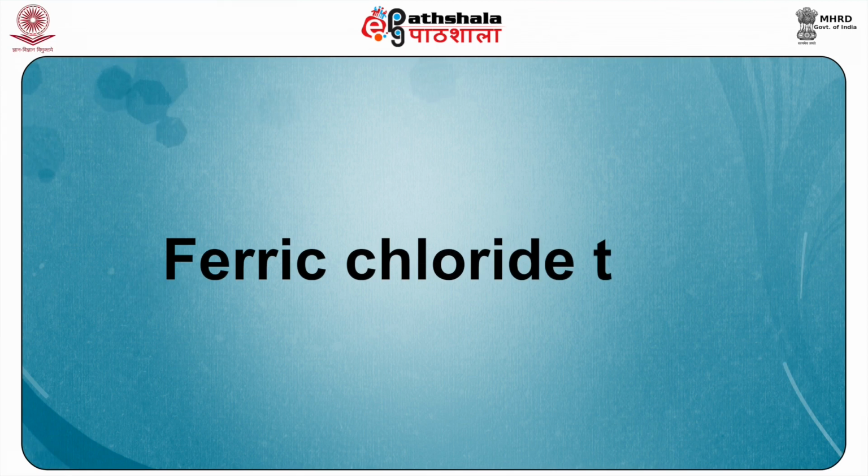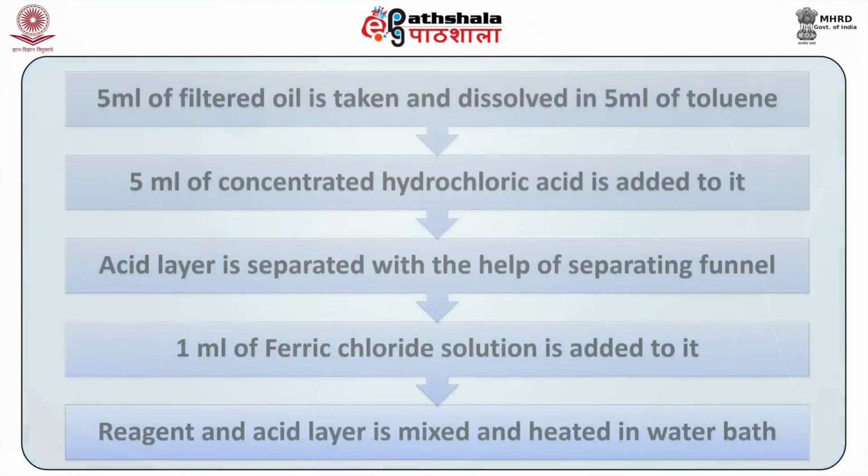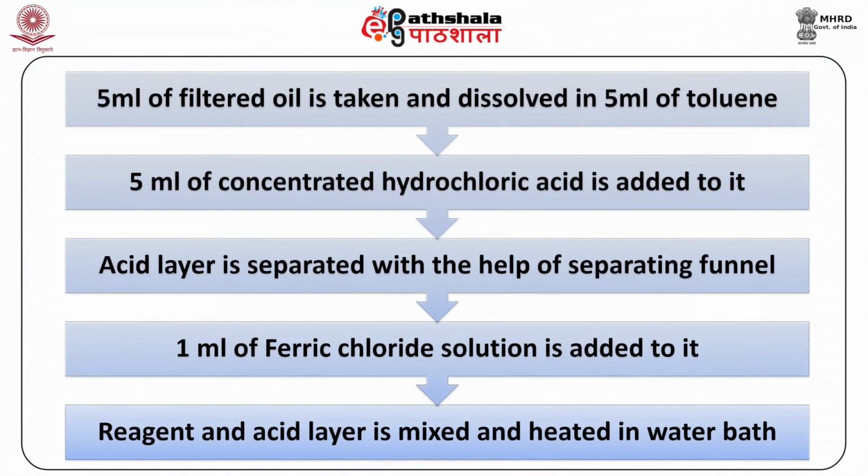To find this out, we subject the oil to the ferric chloride test. Let us try to understand how this test is conducted. About 5 ml of filtered oil is taken and dissolved in 5 ml of toluene in a stoppered glass test tube. 5 ml of concentrated HCl is then added to it and it is shaken vigorously and allowed to let the acid layer separate. The acid layer is then separated with the help of a separating funnel into another test tube.